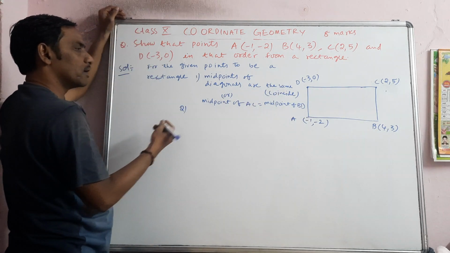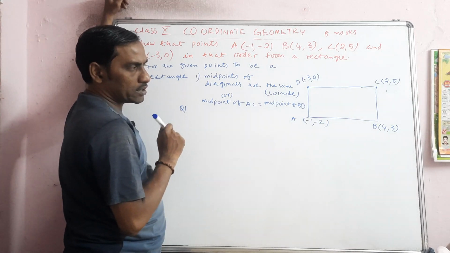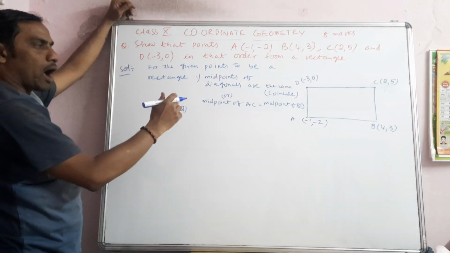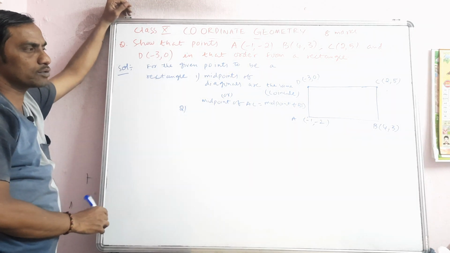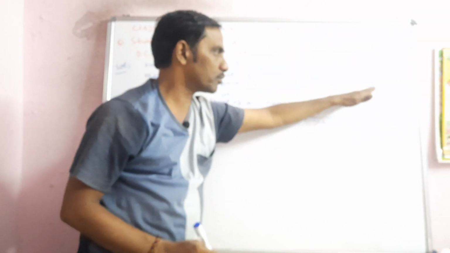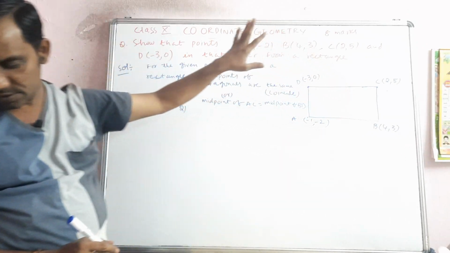Second, their opposite sides are equal. AB is equal to CD. Okay, that is one thing. So AB is equal to CD you can prove, and BC is equal to AD you can do. So that is also one thing.